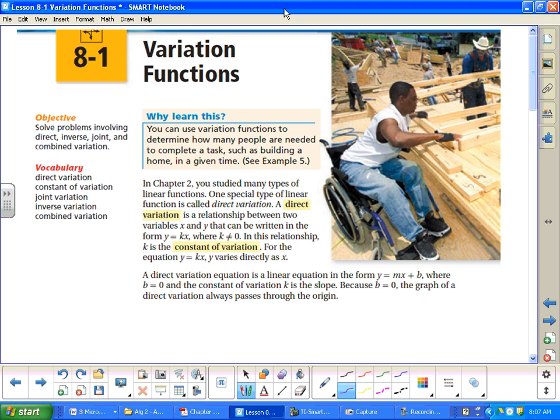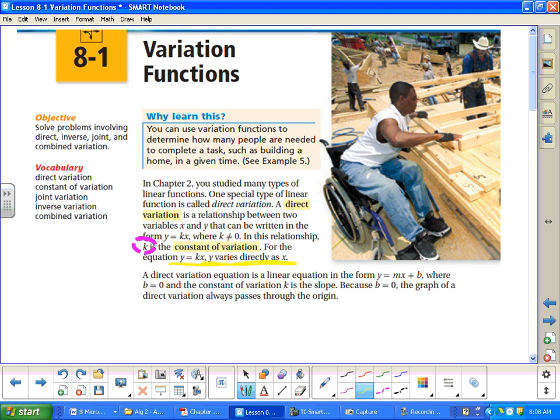that we've worked with. First of all, direct variation is a form of a linear model, and it is a relationship where x and y can be written in the form y equals k times the value of x. And whenever you see this k here, that k is called the constant of variation. So when we're talking about direct variation, it's going to say y equals kx, and that means that y varies directly as x does.